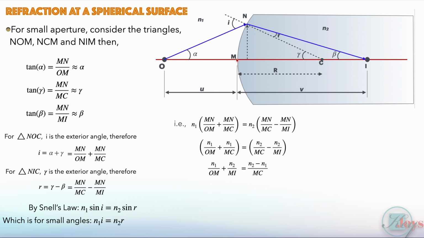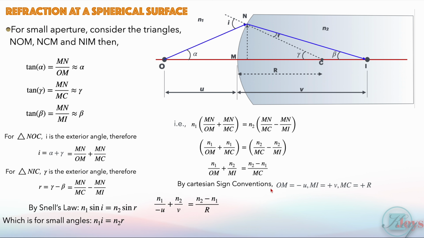M to C, which is R, is also positive, because R and V are in the direction of the incident light itself. So from the pole M to O, the object distance is minus U. So by using the sign conventions, OM is equal to minus U, MI is equal to plus V, and MC, the radius of curvature, is plus R. Then by substituting N1 by OM as minus U, Mi as V, and MC as R, we get this equation. This is the relation between the object distance, image distance, refractive indices and the radius of curvature for a spherical surface.